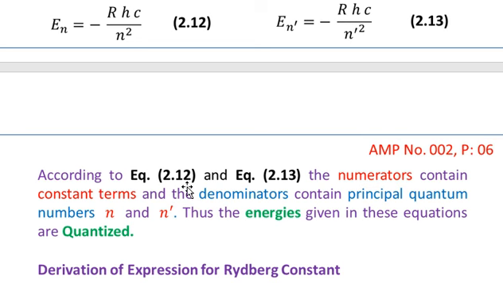So according to equation number 12 and equation number 13, the numerators contain constant terms and the denominators contain principal quantum numbers n and n prime. Thus, the energies given in these equations are quantized. So you see that Bohr has given that the energy of the electron in orbits is quantized, not a continuous parameter. That is, when the electron jumps from one state to another state, the energy will change in a quantized fashion, not in a continuous fashion as was suggested by Rutherford.